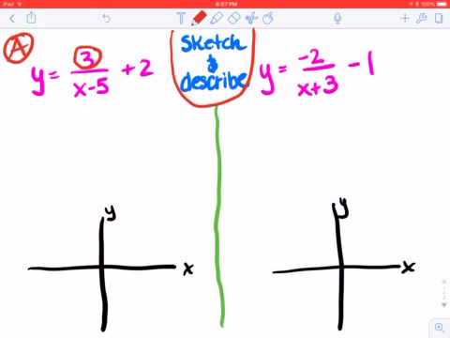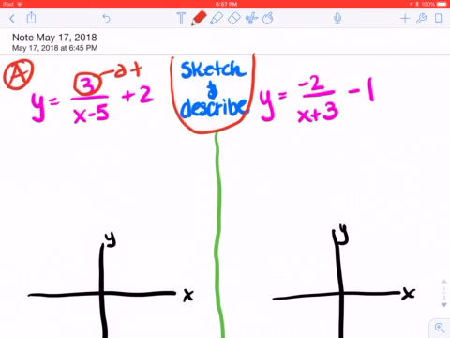So first of all, this part right here is our A value and it's positive. And that means that when I go to graph, my graphs are basically going to be in those two pieces. This 2 at the end tells me it's going to be up 2. If I have x minus 5, that means it's going to go to the right 5.